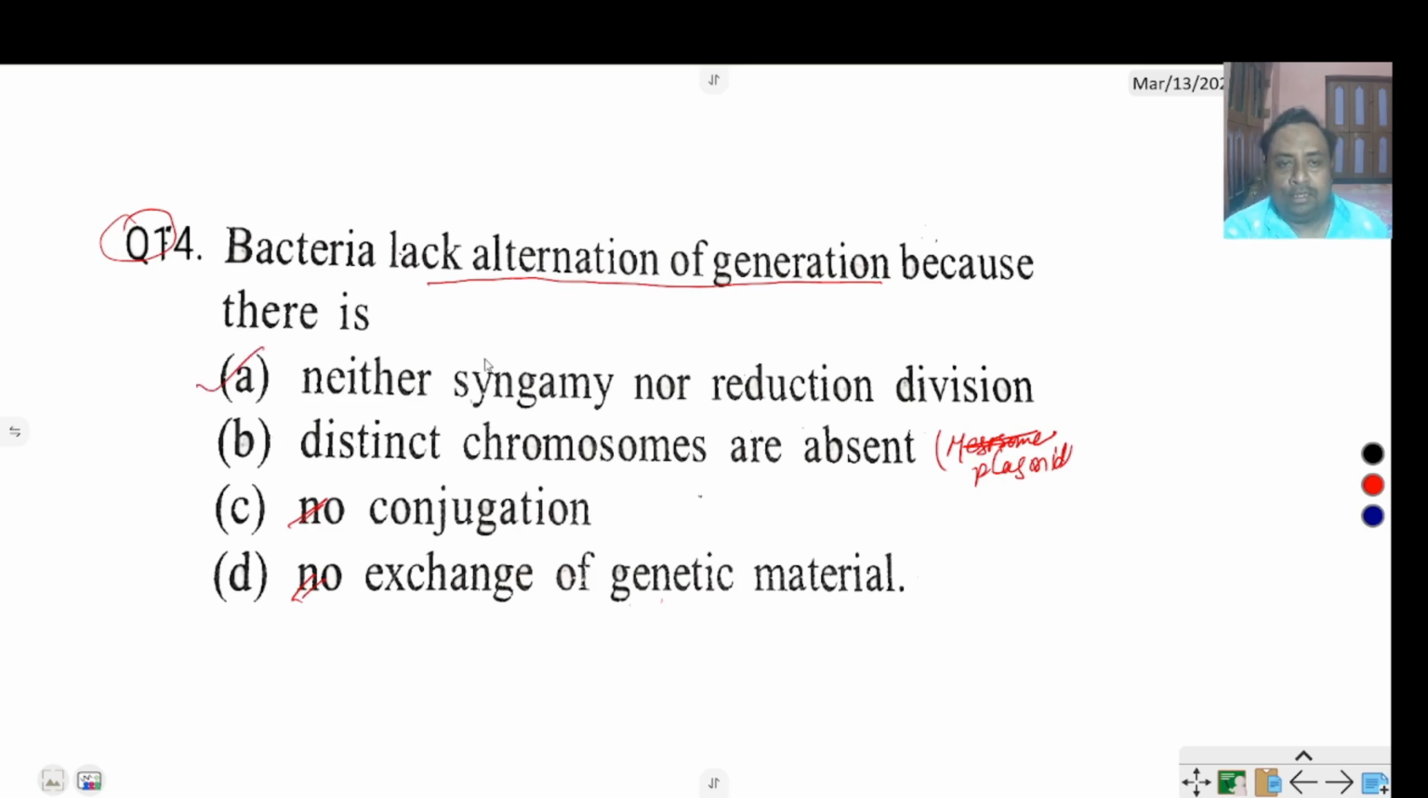Syngamy means gametic fusion. No fusion occurs in bacteria. Reduction division means meiosis. No meiosis or gametic fusion occurs in bacteria. Next question.